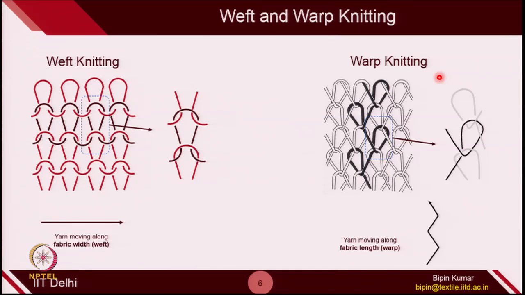Mostly if you see nets, or maybe agro nets, or football nets, all mesh fabrics are made up of warp knitted structures.